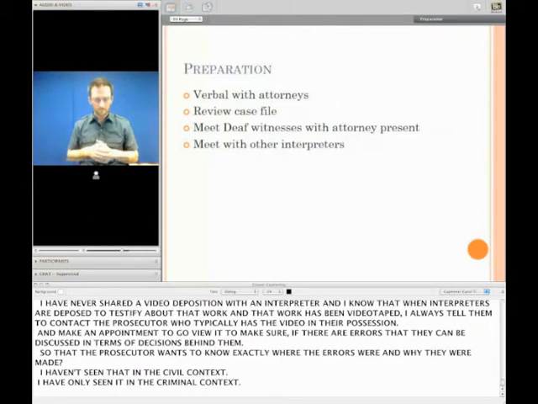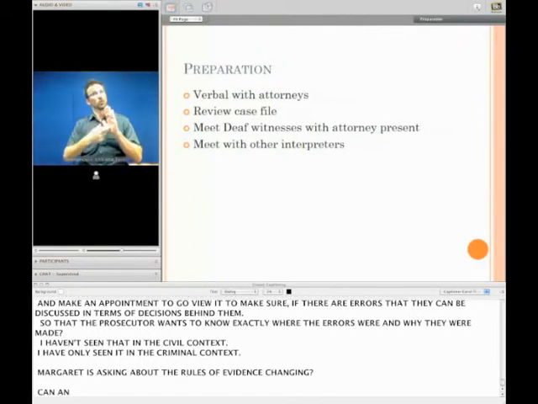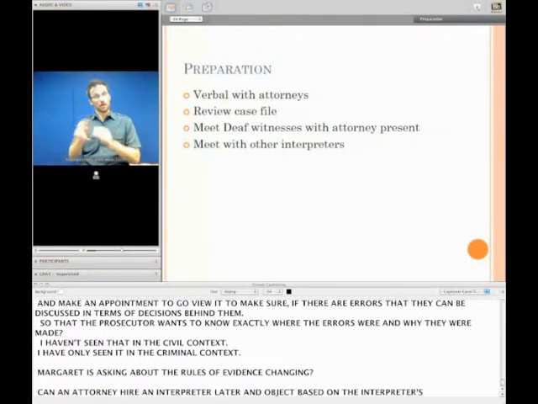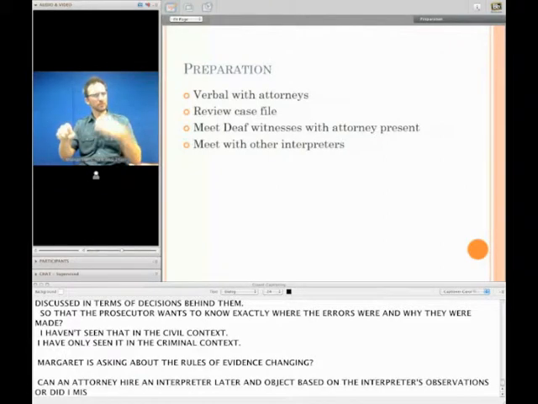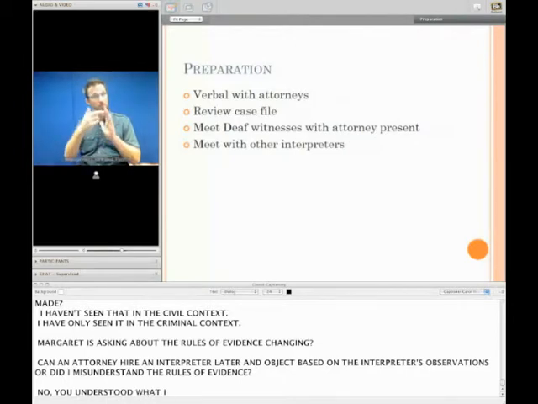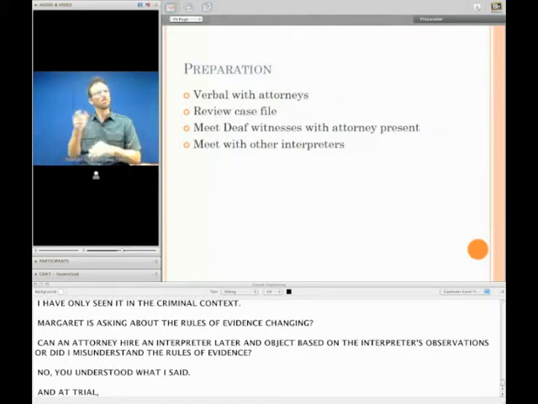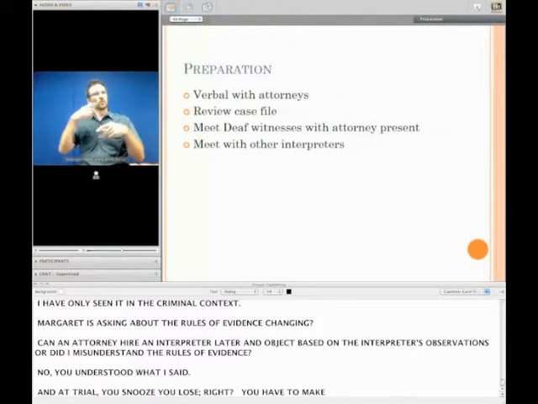Margaret's asking about the rules of evidence changing. Can an attorney hire an interpreter later and object based on the interpreter's observations, or did I misunderstand the rules of evidence? No, you understood what I said. At trial, it's you snooze, you lose, right? You have to make that objection to preserve it for appeal. That's not always the case at depositions because the rules of evidence have changed.